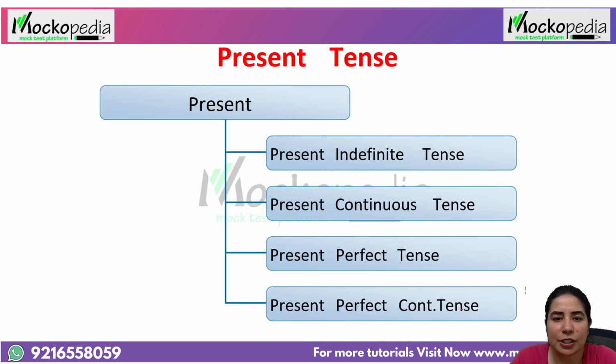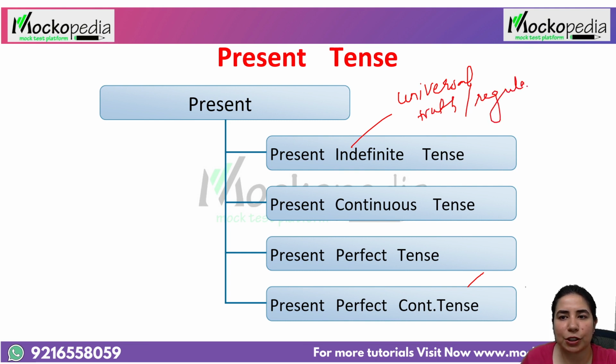So let's further proceed. Now let's learn each tense individually. And I'm going to tell you about the usage of each tense, right? So let's start with the present indefinite tense. So we use this particular tense to talk about universal truths or your regular day-to-day actions or habits. I brush my teeth every day. I go to work every day. I go to school every day, right? I pray every day. So all these are regular habits or universal truths.